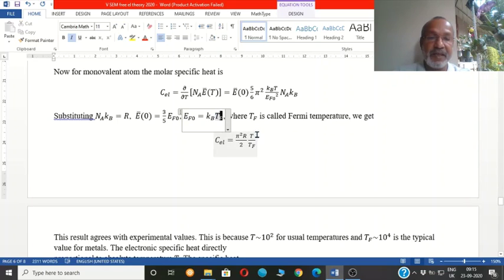So this is 10 raised to 2 by 10 raised to 4. So there will be a 10 square in the denominator. So this is 1 by 100. So that is 100 times smaller than the specific heat predicted by the Drude-Lorentz theory. And it is found that that value agrees with the experiment. You can also see that this specific heat due to electrons is proportional to T.